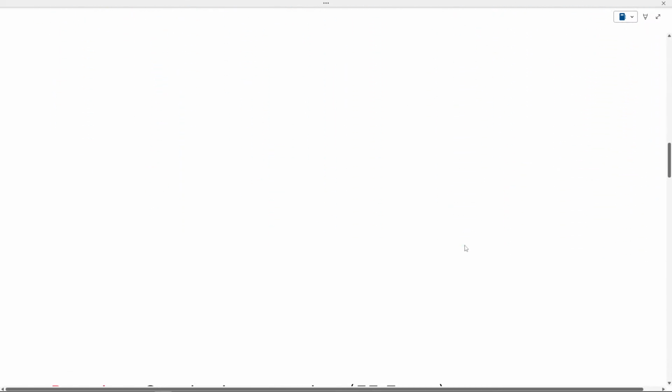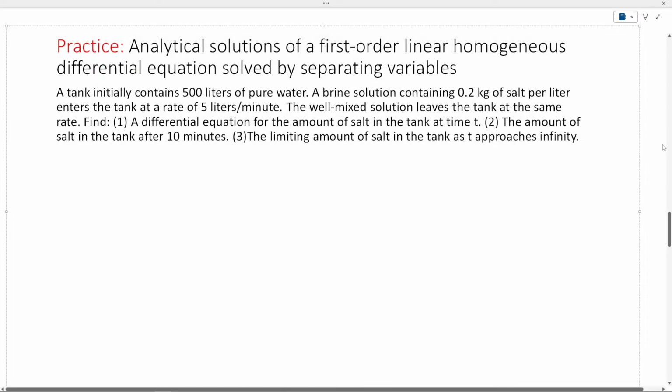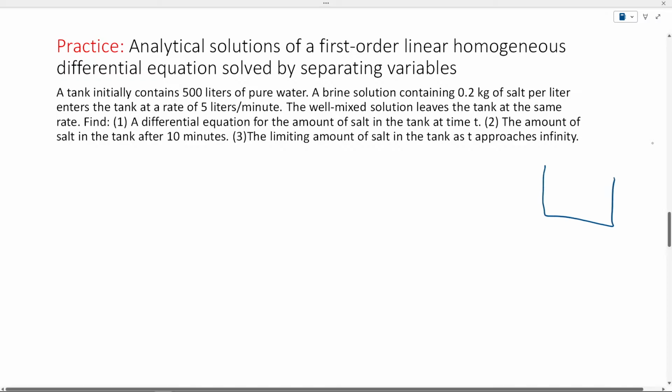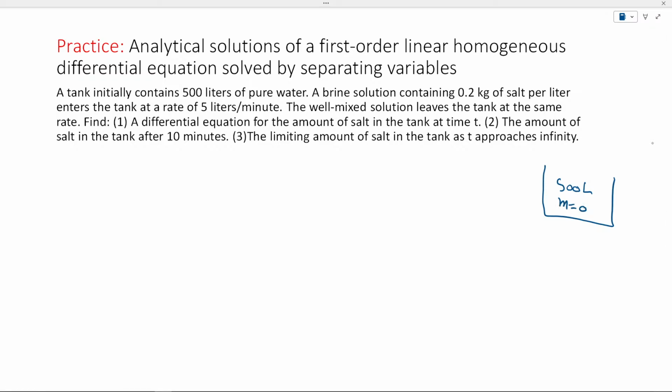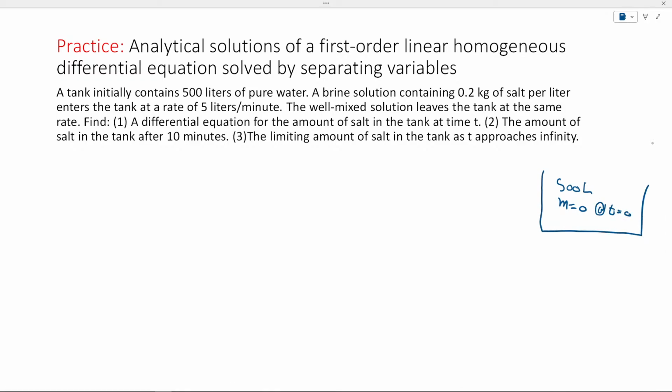Okay, now let's shift gear to this problem. This problem is important because it shows, let's read the problem. A tank initially contains 500 liter of pure water. So you have a tank that has 500 liter of pure water. Pure water means that mass is equal to 0 at time is equal to 0. So I have 500 liter, that's my volume, and that's the mass of this.